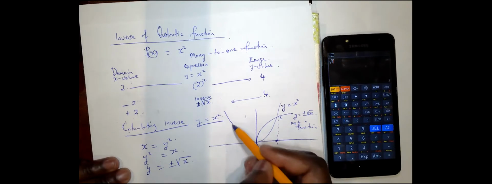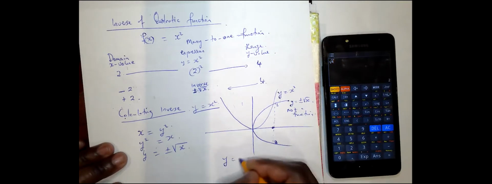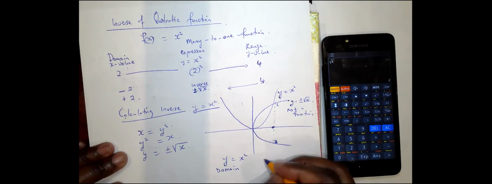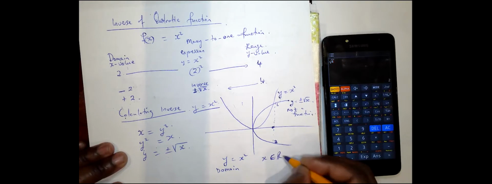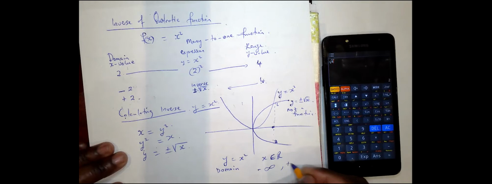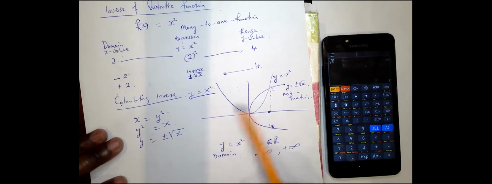So for the first one, y equals x squared, the domain there is x an element of the real numbers. What do we mean by that? We're saying from negative infinity to positive infinity. So in the sense that our domain is like this, x an element of real numbers, the inverse won't be a function.